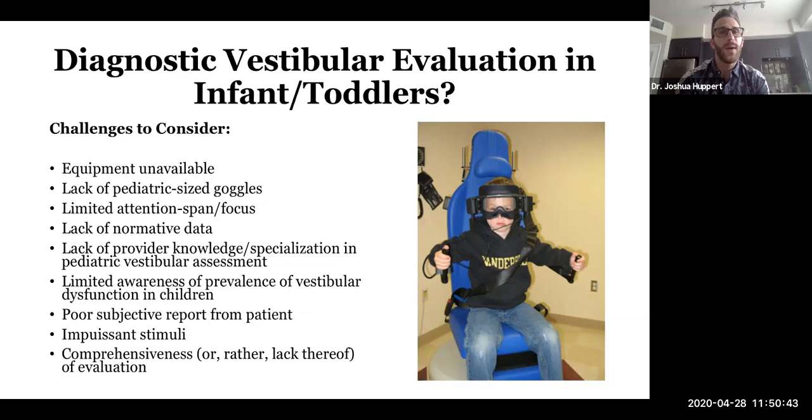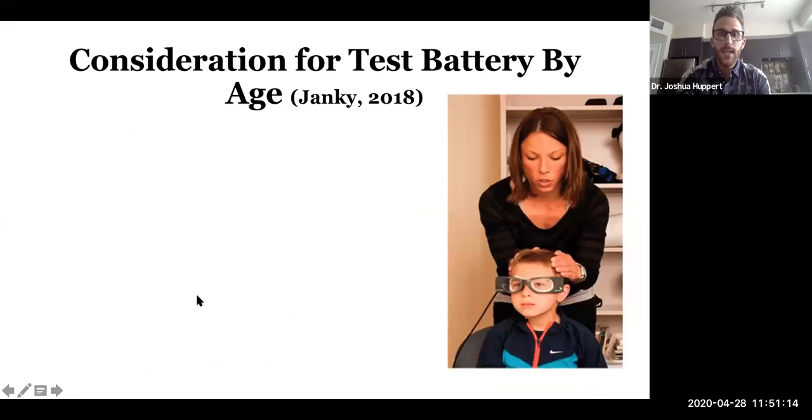So sometimes our ability to interpret what the findings are and put a profile on what they're experiencing functionally may be a little bit challenged. And then the comprehensiveness, or rather lack thereof, of the evaluation. So if we spend 25 minutes getting everything set up, and then we only get 5 minutes of testing, now I only have a little bit of information about one part versus having a more comprehensive look at what a majority of the system is doing. So these are just, again, a couple things to consider.